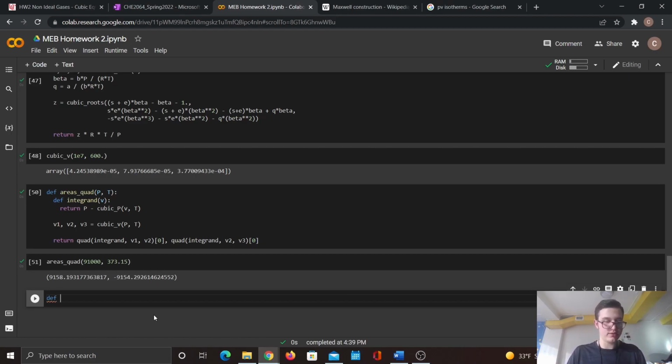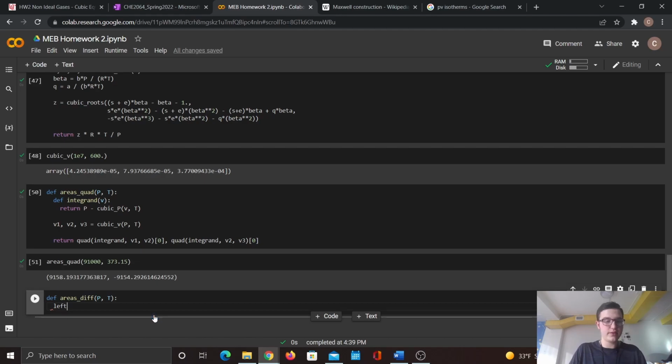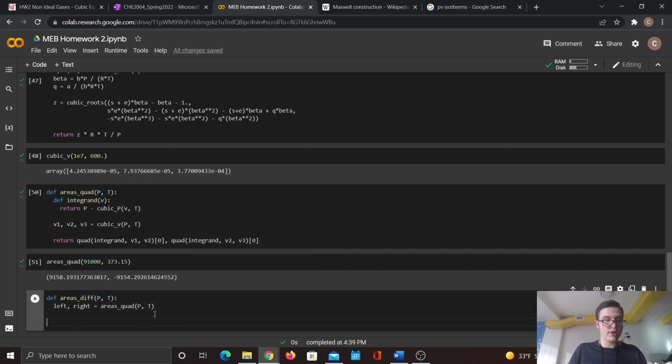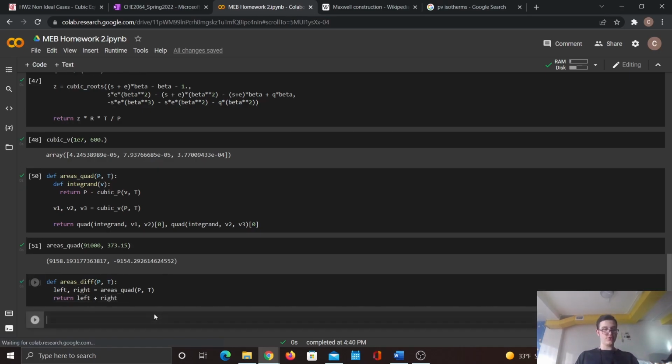So define, let's call it area diff, with inputs same as areas quad, p and t, and we'll call it areas. Better. Now, all we need to do is say left, right is equal to areas quad p and t, and we can return the left plus right. So what that does, Shift Enter, good.